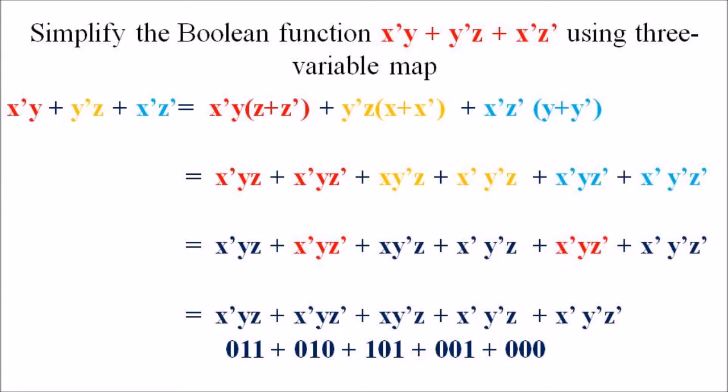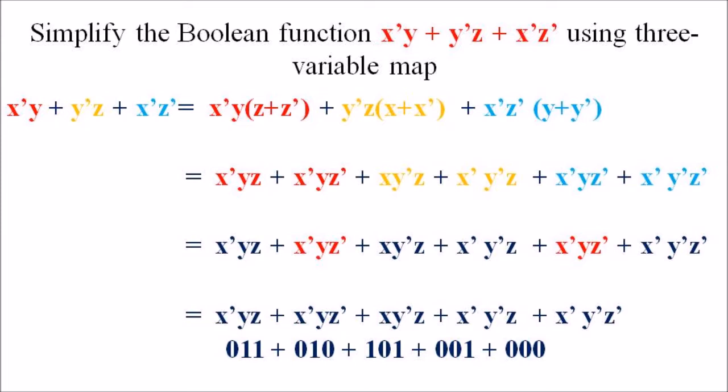While converting this into the minterm representation, x' y z can be represented as 0, 1, 1. x' y z' can be represented as 0, 1, 0. x y' z can be represented as 1, 0, 1. x' y' z can be represented as 0, 0, 1. And finally x' y' z' can be represented as 0, 0, 0.